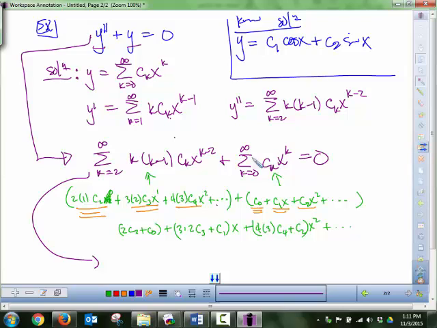Okay, here's my deal. I generally like to have the powers be the same here so that I can combine them, right? So what if I attempt to make this a k?